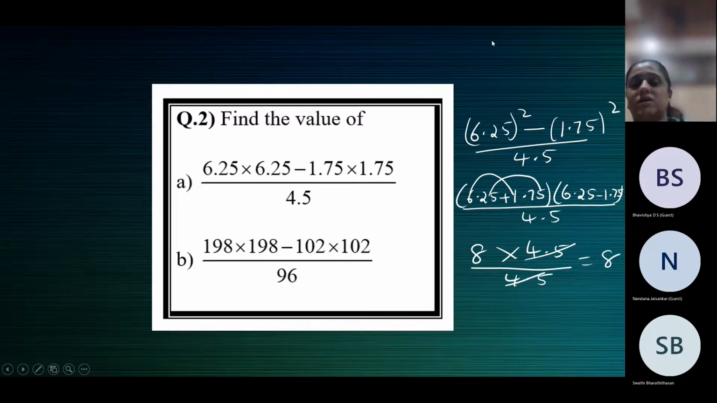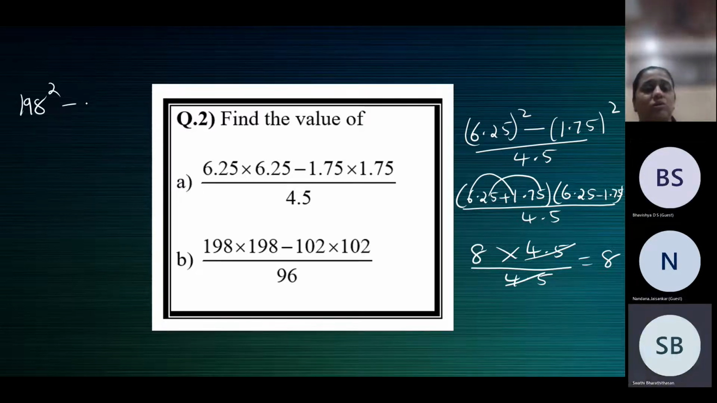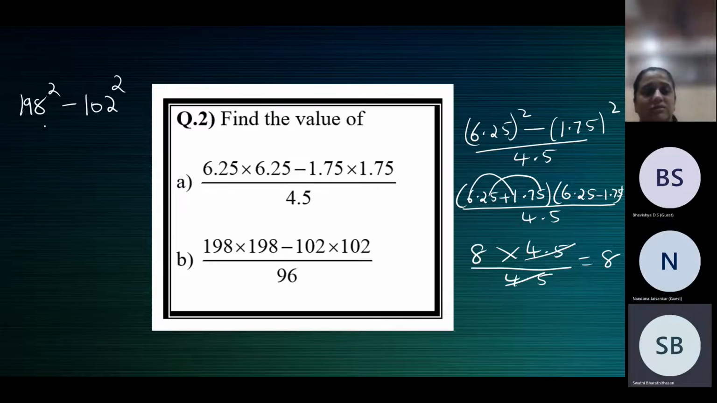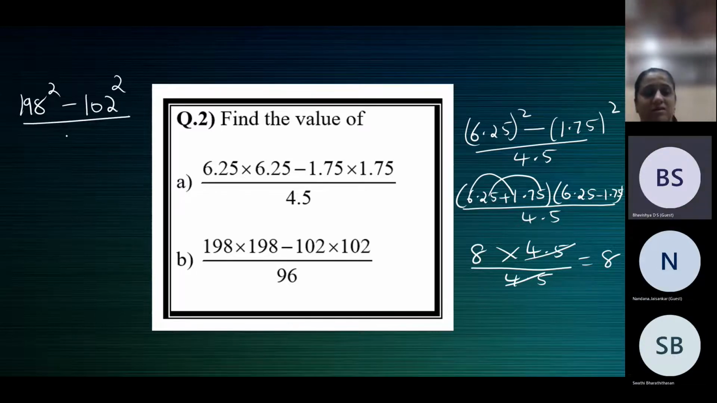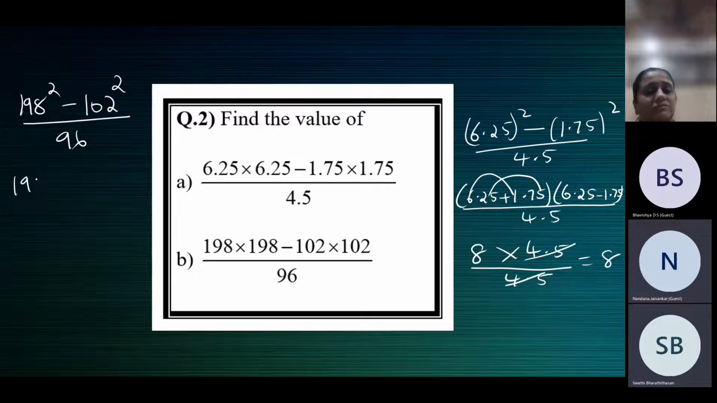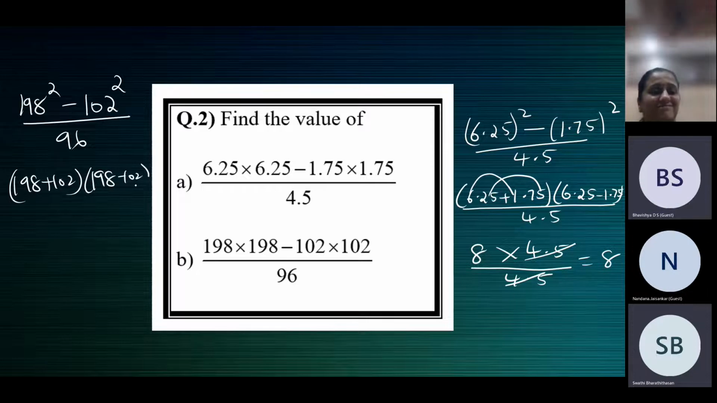Yes, children, good. In the same way, the next one. Quickly tell me, what is 198 into 198? 198 square, ma'am. 102 into 102. 198 minus 102 whole square, divided by 96, ma'am. What is a square minus b square? 198 plus 102 into 198 minus 102, ma'am.